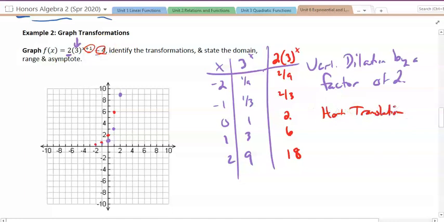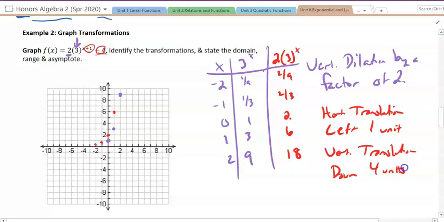Which direction? Is this going to go to the left or go to the right? It says +1. So plus normally means it goes to the right, but remember the x lies to you, so it's really going to go to the left 1 unit. And the -4 out back, that's my vertical translation. And my vertical translation says -4, so that's going to go down 4 units.